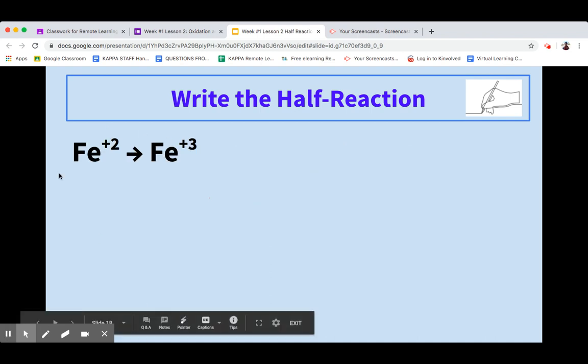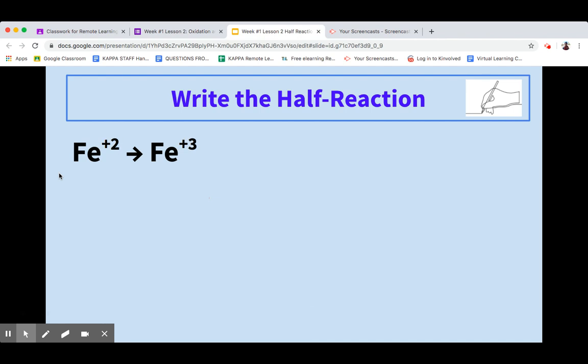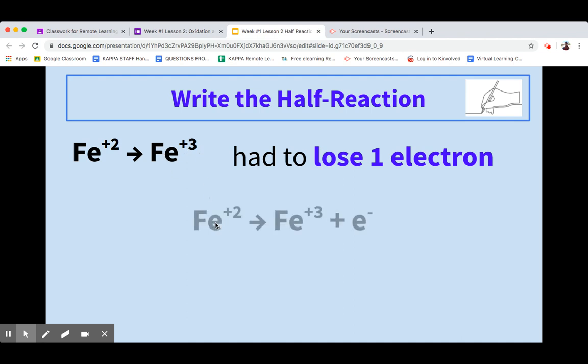Okay, this one I want you guys to try on your own. So pause the video, try this on your own. We have iron with a +2 charge turning into iron with a +3 charge. So the charge is actually increasing, and it's increasing because we're getting rid of electrons. How many? We're losing 1 electron. The charge is increasing. We know that it can't be reduction because reduction means the charge is decreasing. So this is oxidation, and our electrons need to be written on the side that shows they're being lost. So they're being lost, you write them on the right side of the equation.